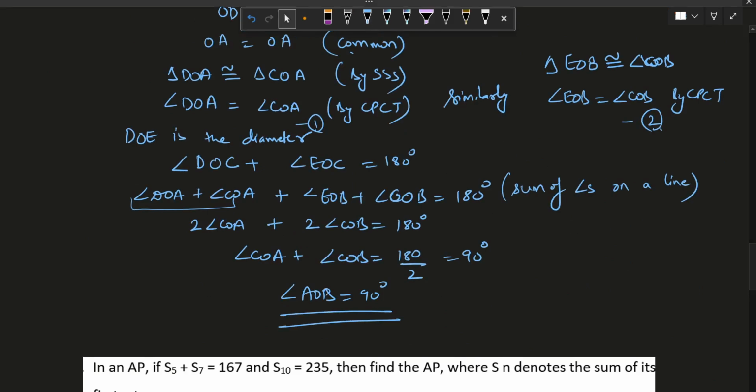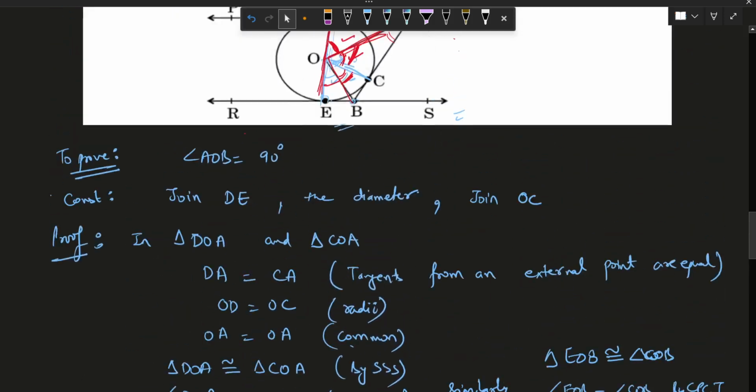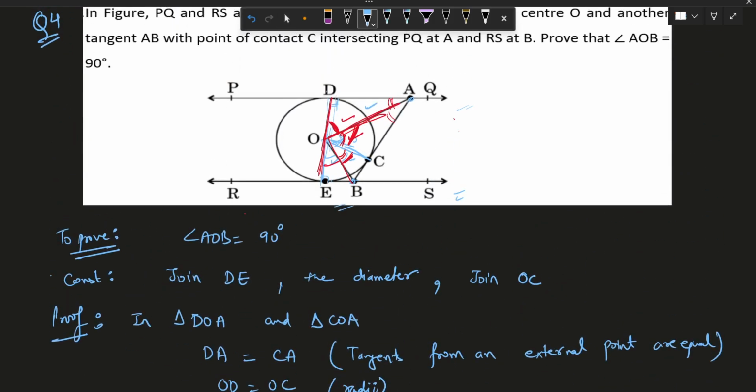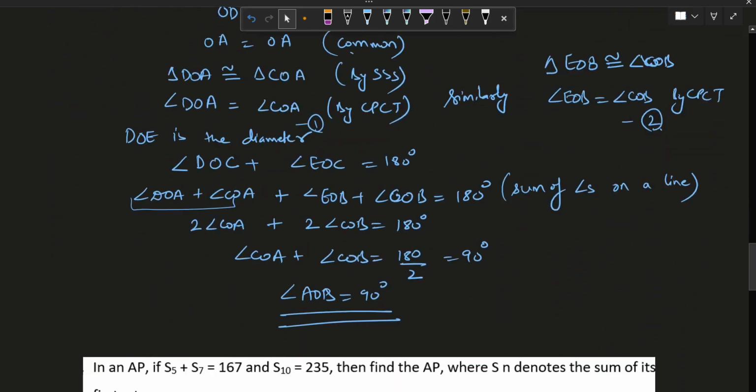Okay, students, I hope this is clear. I've used this line over here, DE. You can also use this AB also. Same way you have these two angles equal. When these two angles are equal, you can prove it, and then at the end you will get AOB as 90 degree by the angle sum property. But I find this DE one is an easier version, so I use that only to explain.